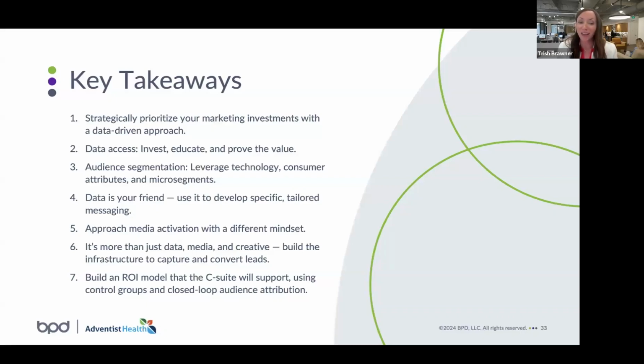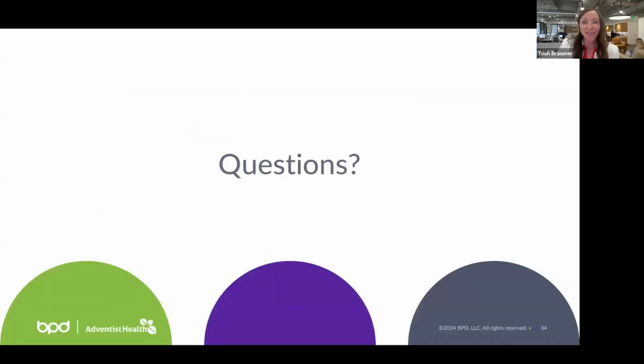So we have had our share, along with Erica, of those C-suite folks who are skeptical. So making sure that we're really looping them in from the beginning, aligning with them on what the most important KPIs are, and using the control groups as well as that closed loop attribution to make sure that we can prove the effect and the impact that these campaigns are having. So with that, we would love to open it up to questions. I'm going to pass it over to Debbie.